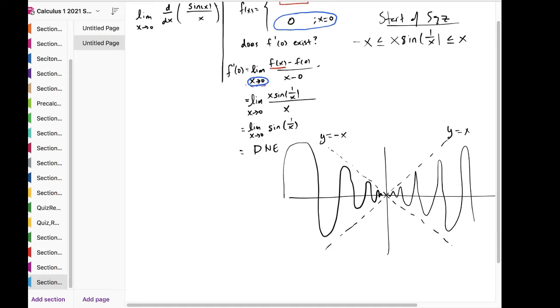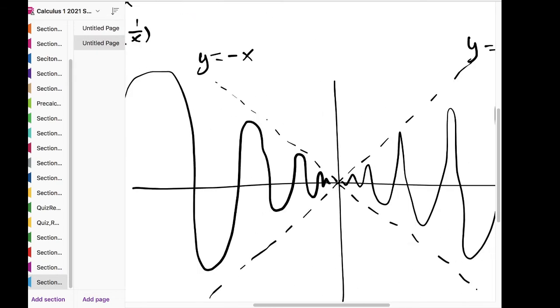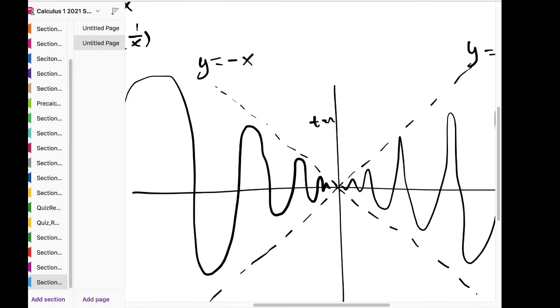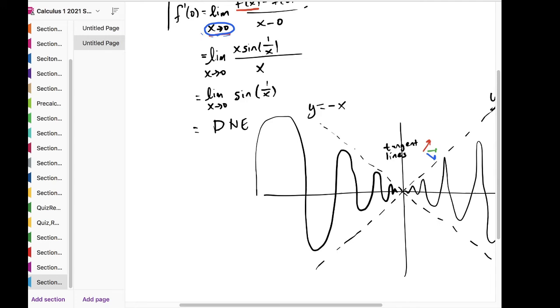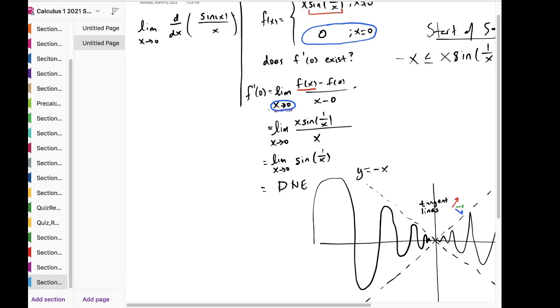The idea is that the derivative does not approach something. If you were to draw tangent lines, if you were to zoom in towards 0, the tangent lines are not approaching anything. They're going up, sometimes they're going down, they might flatten out somewhere, but they're not approaching a specific slope. So that's why the derivative does not exist. Any questions about that?